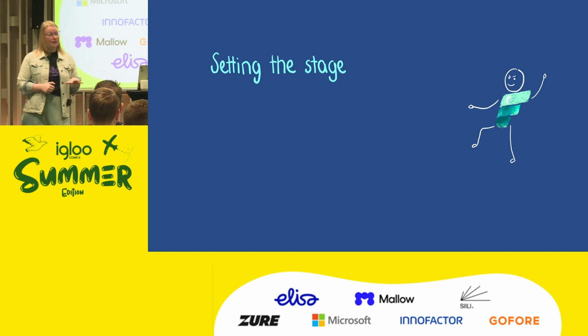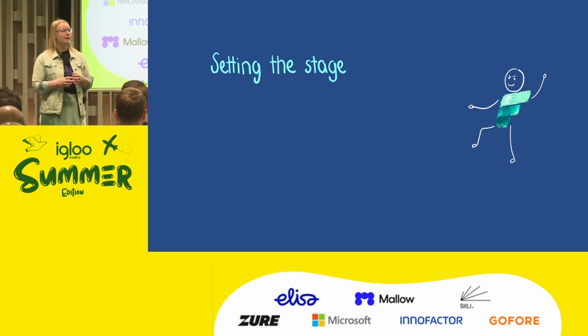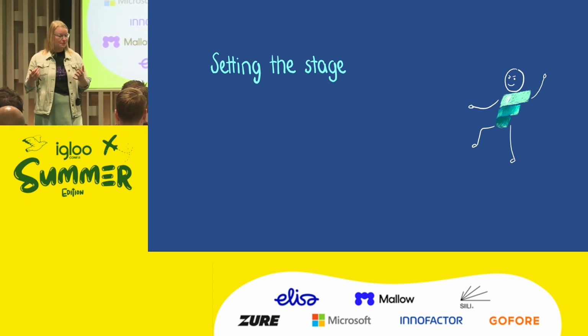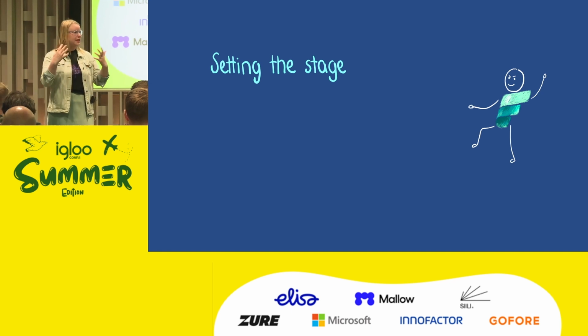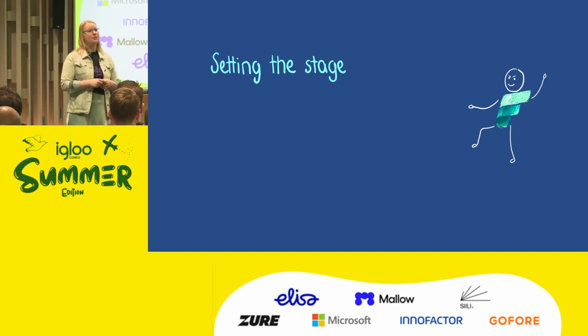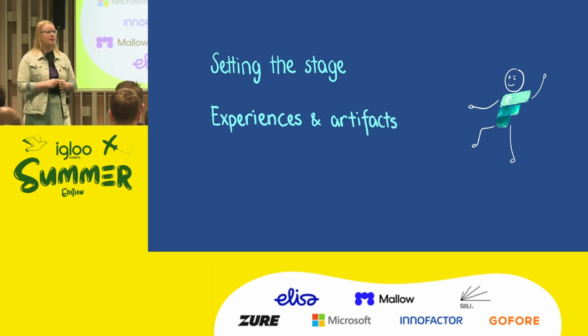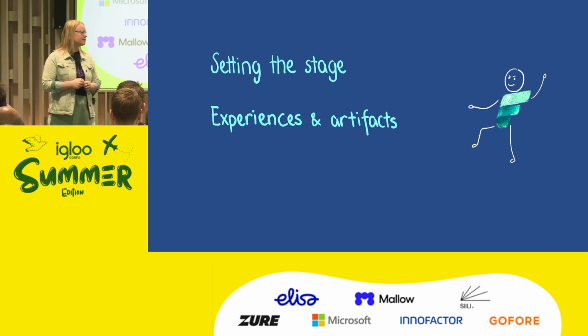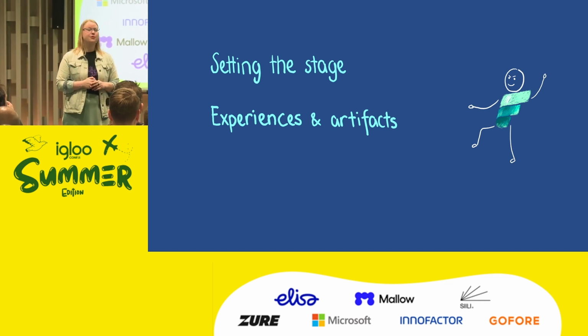But by now, we've set the stage. We know what the main purposes of a data platform solution are in general. What do we need from a data platform to make that happen? And how does that map to the Fabric capabilities? And now we're going to start to dive deeper into experiences and artifacts that we can find in Fabric and see also a little bit in practice how to use them.